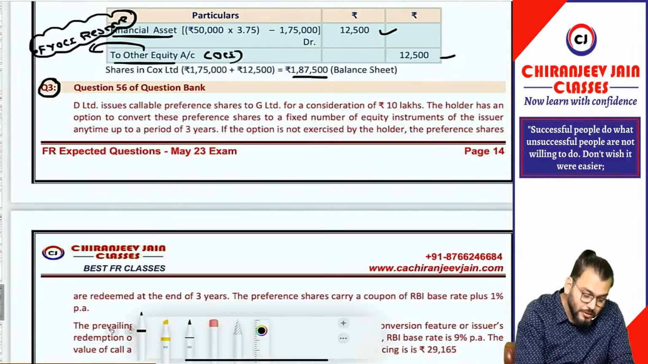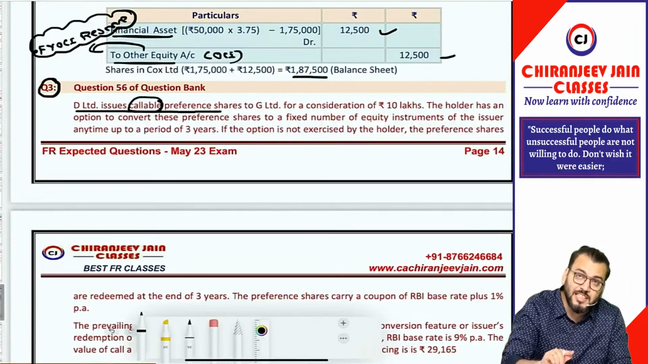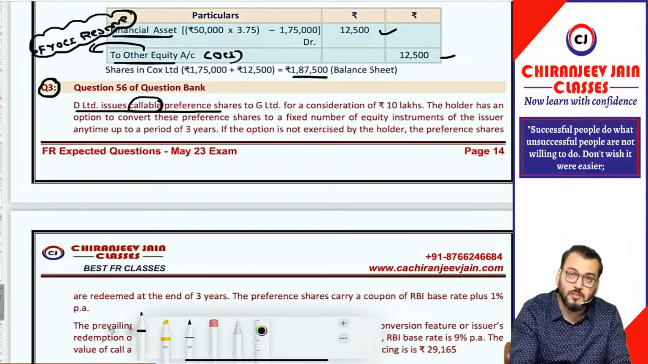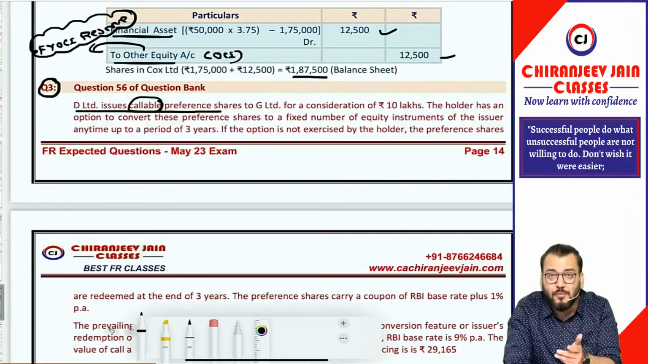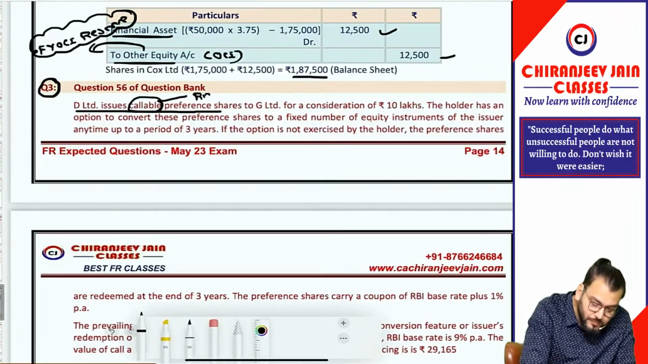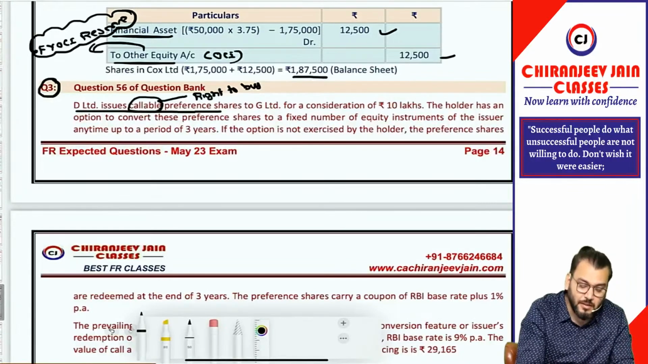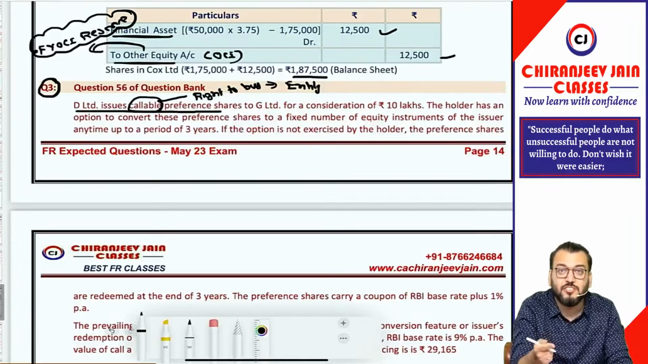Let us do. You can see D Limited issued callable preference shares. Call option is inserted in preference shares. So this call option is the embedded derivative. Call option means right to buy, so the right to buy will be with the entity. This call option is nothing but the right to buy, meaning the right to repurchase. It will be held by the entity, or we can say the entity who has issued such instrument.